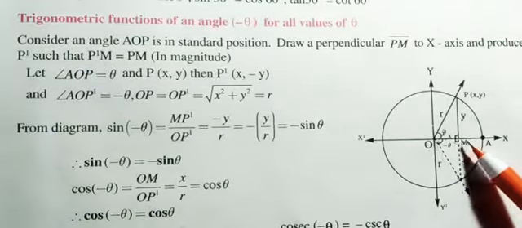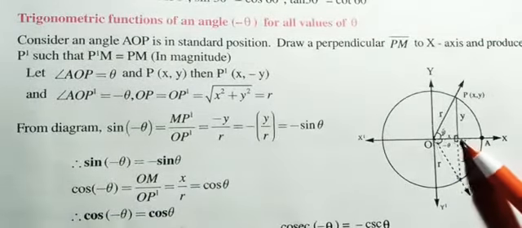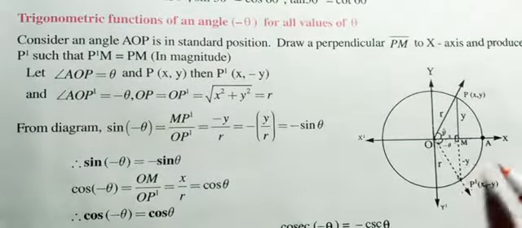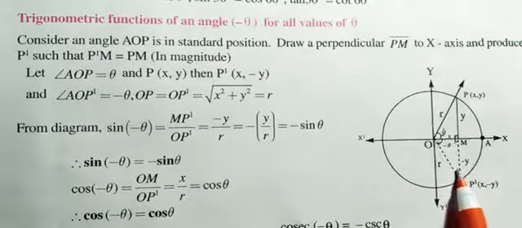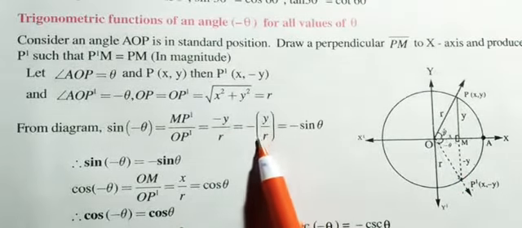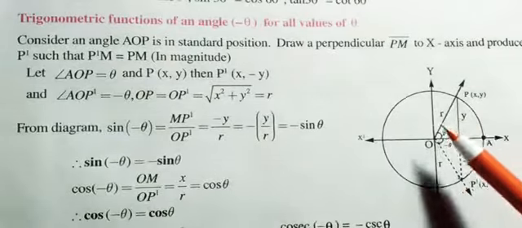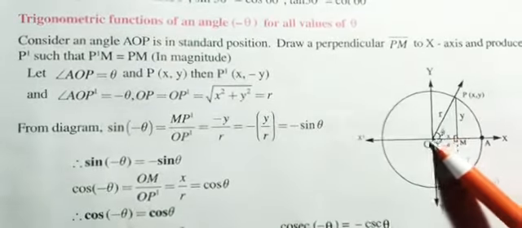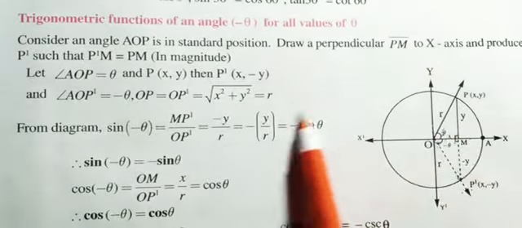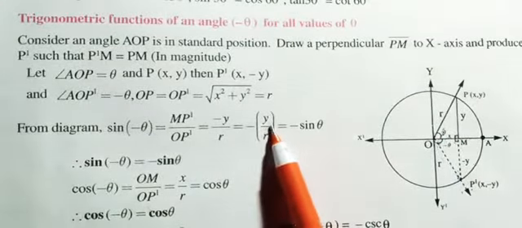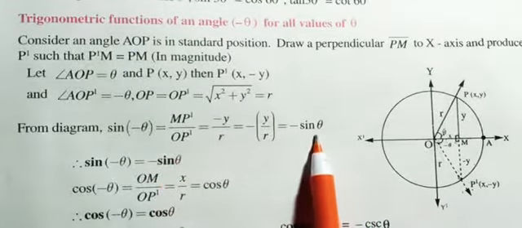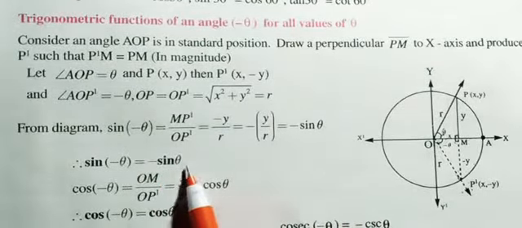Now MP1 is the measure of the negative y axis. So here we can take minus y, that is minus y by r. Now as we can see from this triangle, y by r is equal to sin theta. So putting this value over here as sin theta, we get sine of minus theta is equal to minus sin theta. This is the formula we are getting.